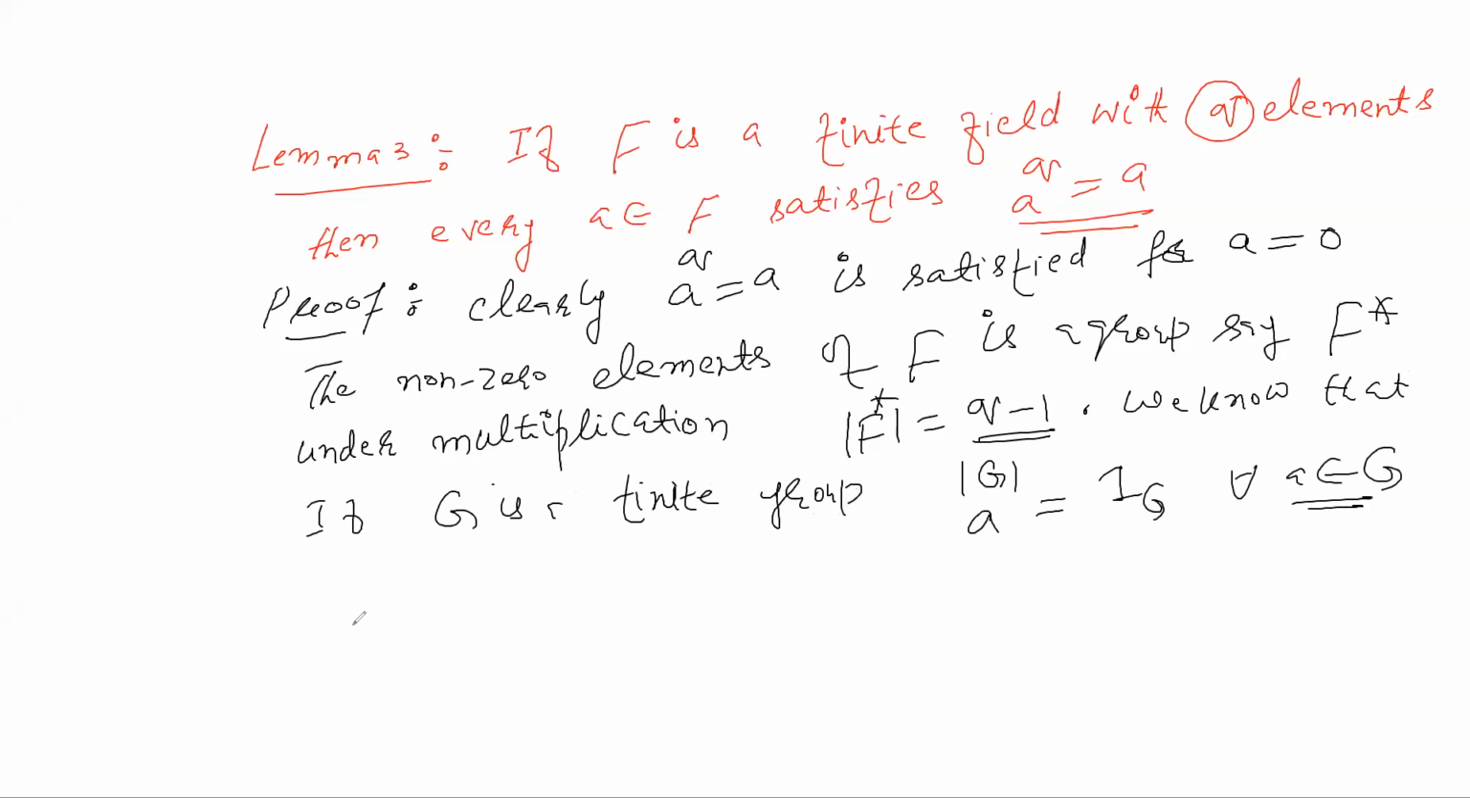Okay, so here the order is q minus 1. So this means what? A raised to power q minus 1 is 1 for all non-zero elements. So this actually also implies that a raised to power q is a. So the lemma is true. If F is a finite field with q elements, then this equation is satisfied for all elements of F.